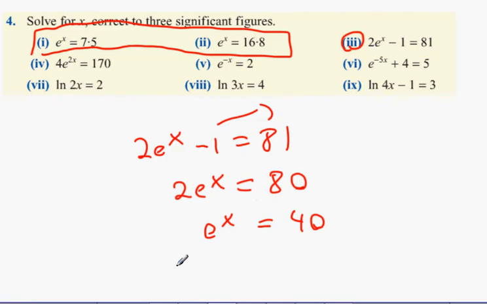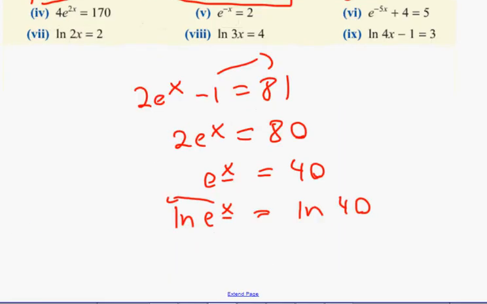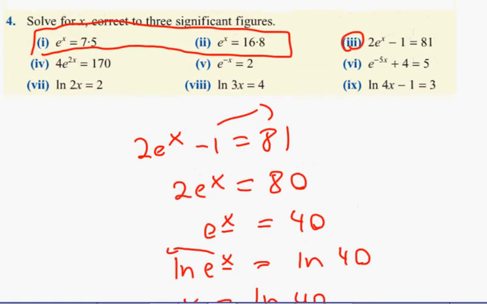So what I'm going to do next is I'm going to ln both sides. And that is the only way you can get rid of the power of x. And the x goes to the front, becomes x ln e. And what's x ln e again? Plus x. So x equals ln 40. And then we're also asked that ln 40 be given to 3 significant figures.